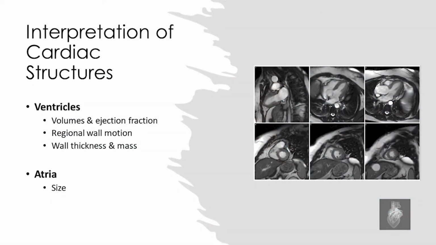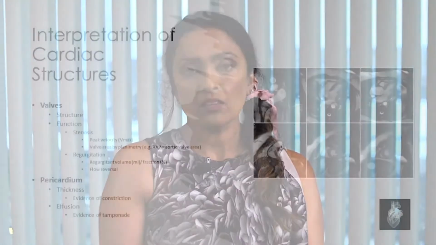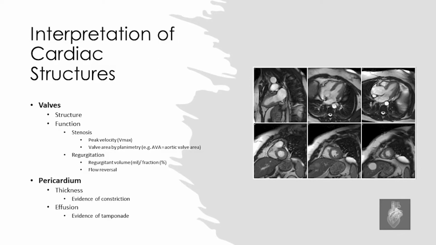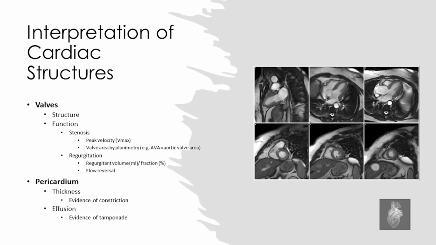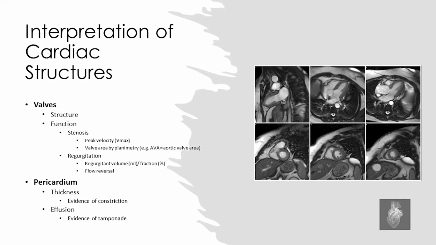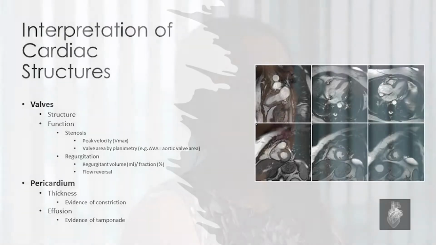Regarding the ventricles, you might comment on volumes and ejection fraction, regional wall motion, and wall thickness and mass. Use appropriate reference ranges for your data. Regarding valves, information from echocardiography is wonderful to have to hand at this stage. Evaluate valvular structure and function. Accurate volumetric data will provide useful information for your assessment.